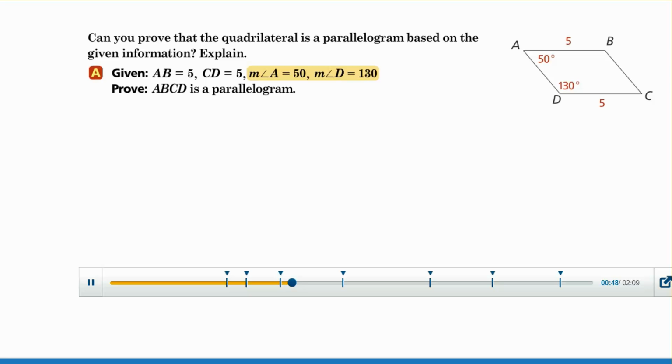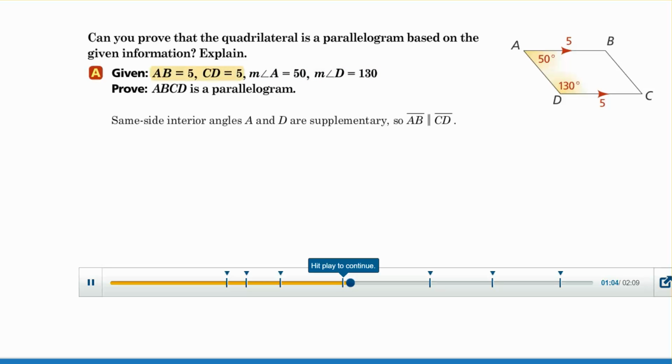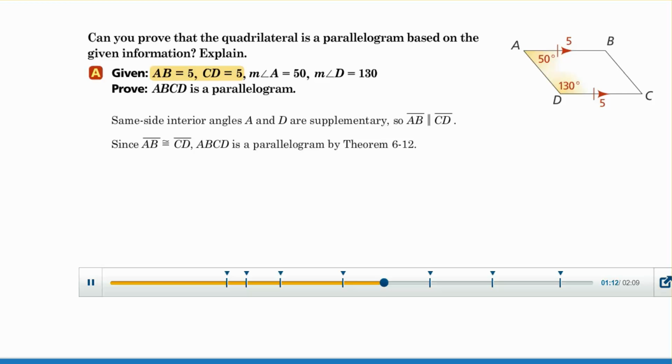The sum of the measure of angle A and the measure of angle D is 180. That means same side interior angles A and D are supplementary. So segment AB is parallel to segment CD. Since segment AB is congruent to segment CD, and you also just proved that they are parallel, figure ABCD is a parallelogram by theorem 6.12. So yes, you can prove that ABCD is a parallelogram with the information given.